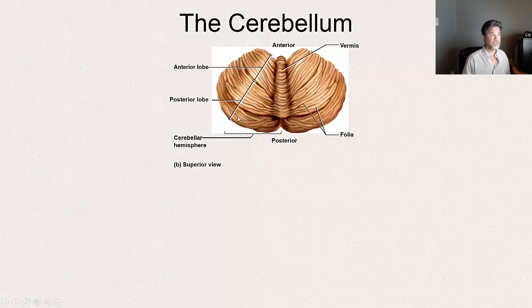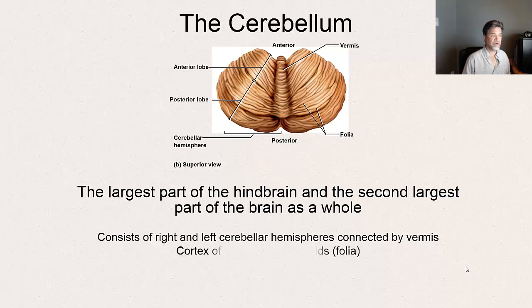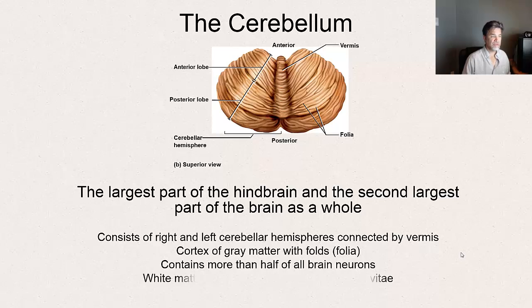You have two lobes that make up the cerebellum, the anterior and posterior lobes, and then the ridges in the surface of the cerebellum called folia, and we have two hemispheres as well. All right, so the largest part of the hindbrain, certainly, and the second biggest part of the whole brain. We've talked about that. And so I'm not going to ask you specific anatomical questions associated with specific regions of the cerebellum unless I tell you you should absolutely know them.